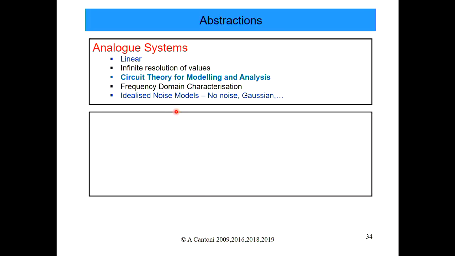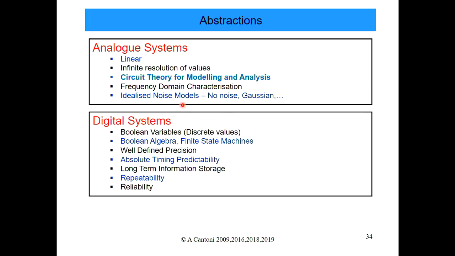Okay. So looking at analog signals, they're linear. Generally we deal with linear in analog systems. You have infinite resolution of values. You use circuit theory for modelling analysis. You have frequency domain characterization. You have idealised models.